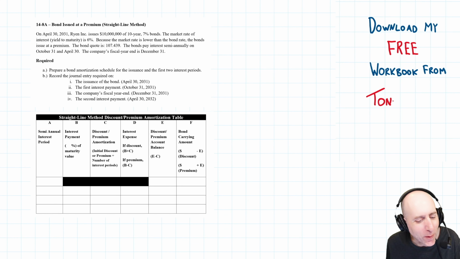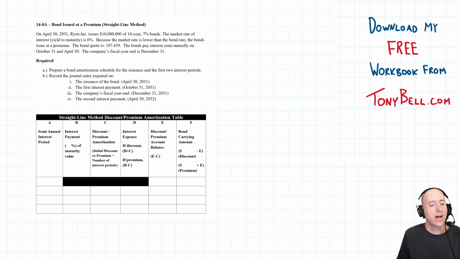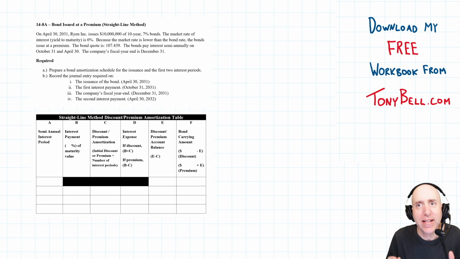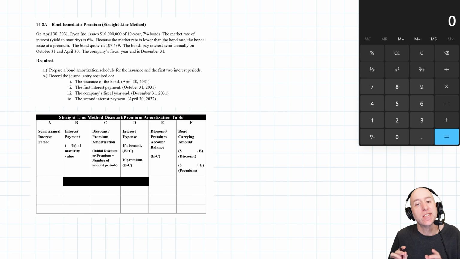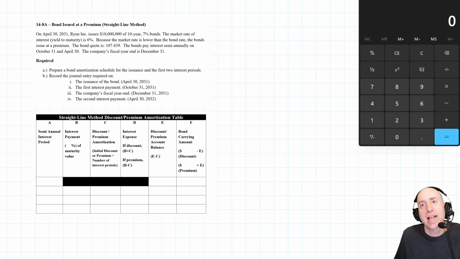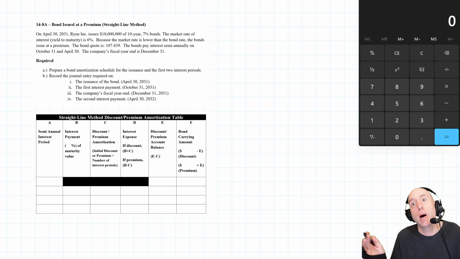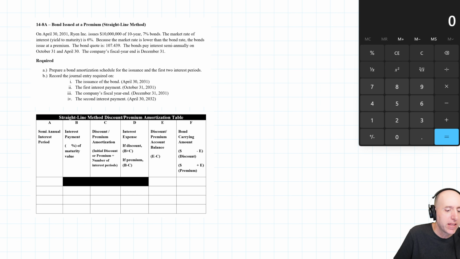Let's jump into problem 14.8a, a bond issued at a premium. This time we're doing the straight line method. The straight line method is discouraged under US GAAP and Canadian ASPE, and it's not allowed at all under IFRS. So I like it less because the standard setters have said we prefer effective interest, but some textbooks do use the straight line method. So I want to show you how to do the straight line method. It's easier than the effective interest method.